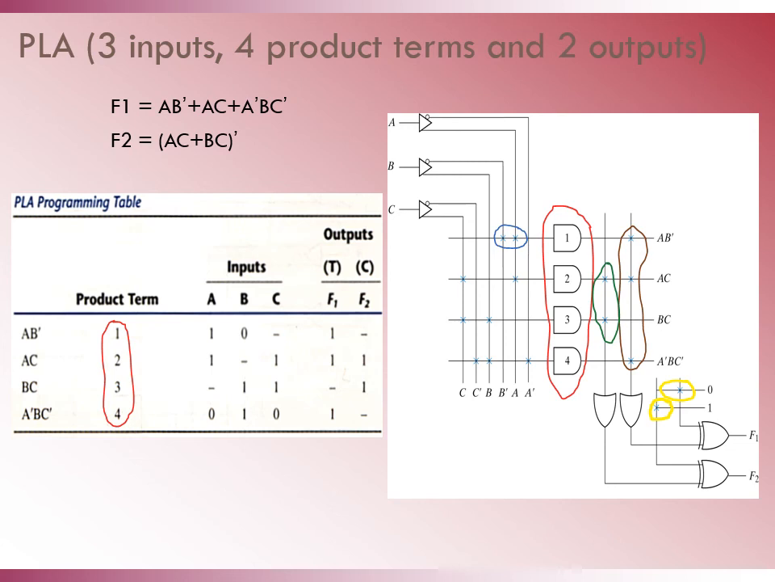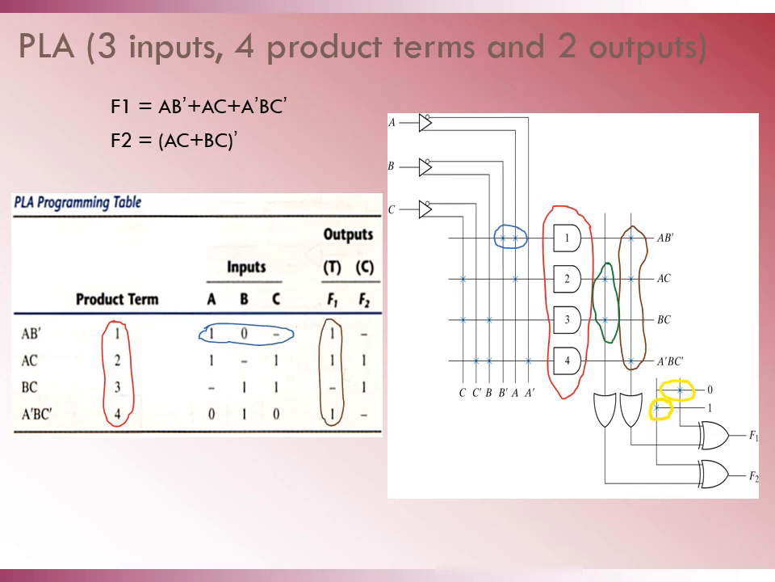The first AND gate is receiving its inputs from A and B bar. So the value for A is 1 and for B it is 0. Whereas since the variable C does not appear in this product term, it is given as dashed. Similarly, for all the other product terms, we put the values of the inputs in terms of 1, 0 or dashed. Now, for the output, if the output is in true form, we write it as T. If the output is in complemented form, we write it as C.